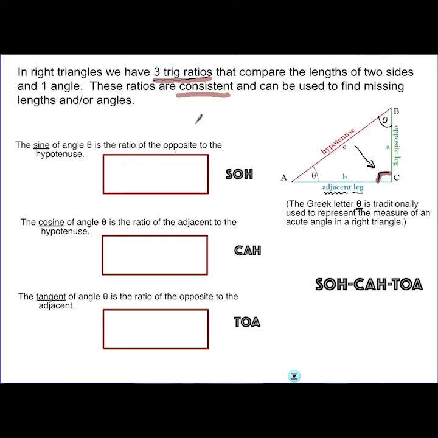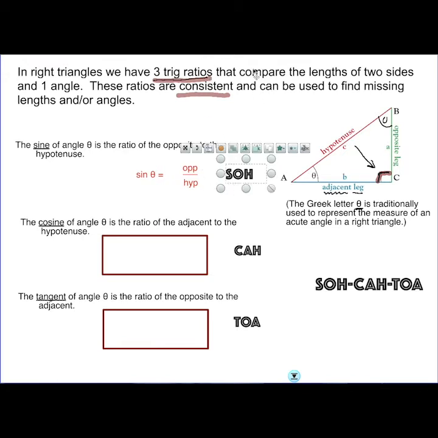All right, so let's just back up a step here and take a look at what our 3 ratios are. Again, we'll have to commit these to memory. So the sine, S-I-N-E, of an angle is the ratio of the opposite to the hypotenuse. So sine of the angle, theta is the angle, we can use capital letters to represent that, is equal to the opposite side over the hypotenuse. And again, this is for all triangles. One way we remember that is this word SOH, S-O-H.